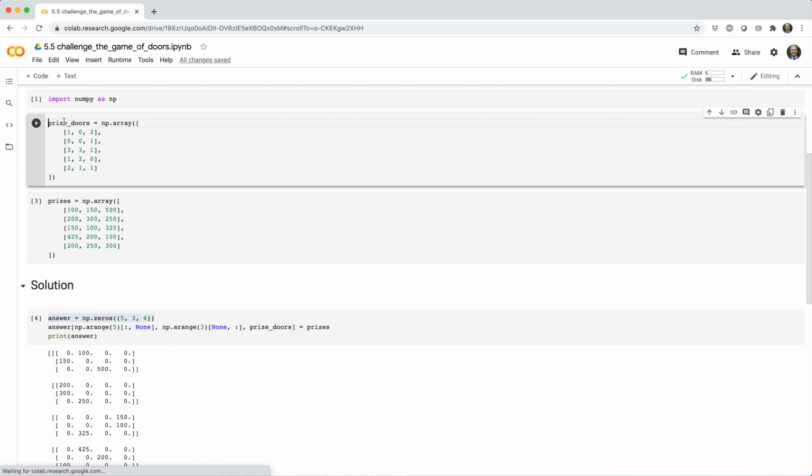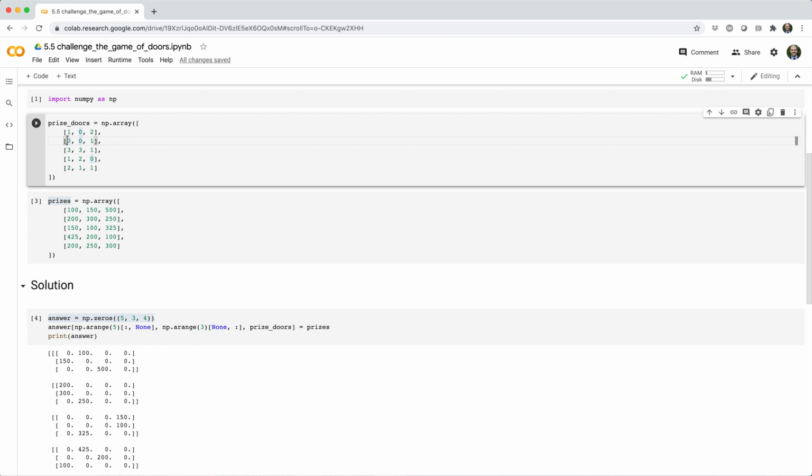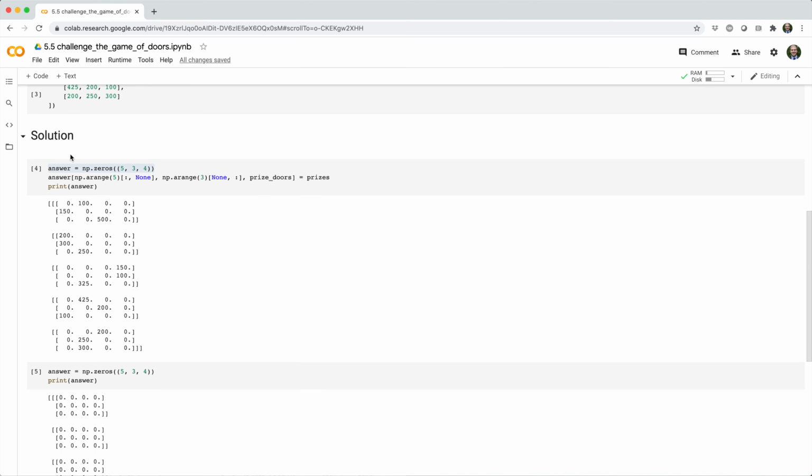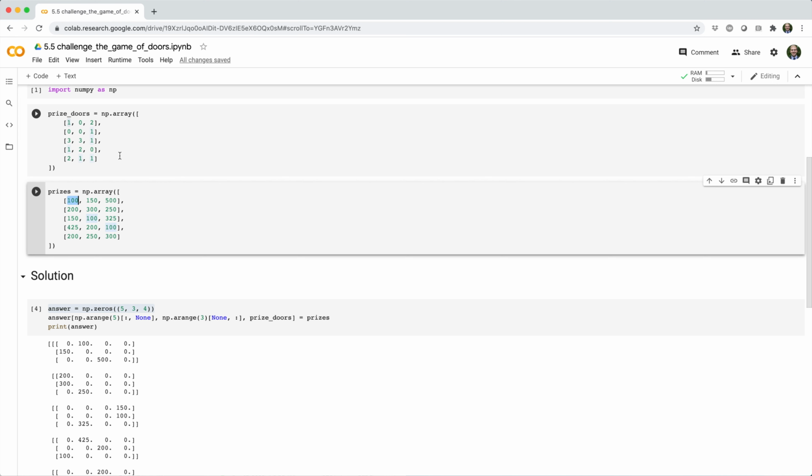And that's going to be given by the prize doors array and the prizes array. So let's start by looking at the prize doors array. Now, these doors are actually indices. So for example, prize door 1 means that in the first game, in the first round, the prize was behind door number 1. And that's going to correspond to the first game, first round, door number 1, which is this one. So we'll want to update this value with the cash prize 100.